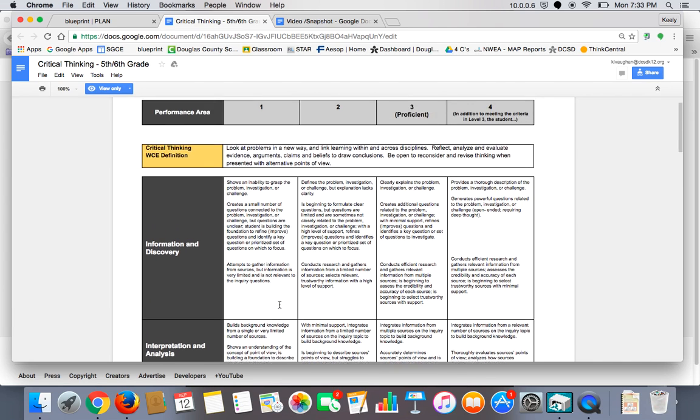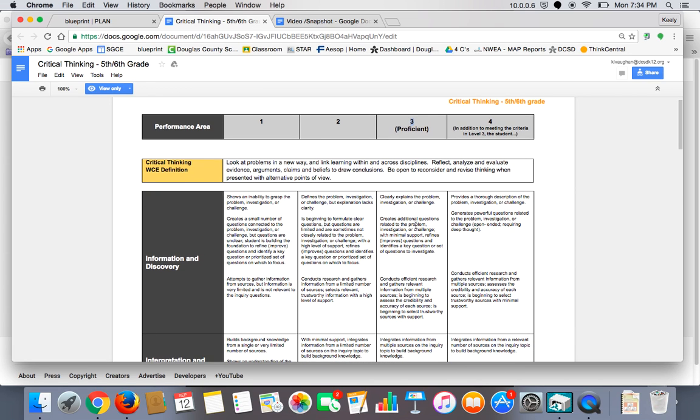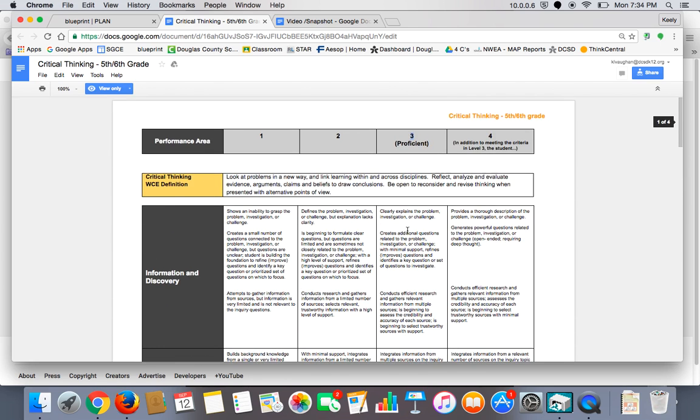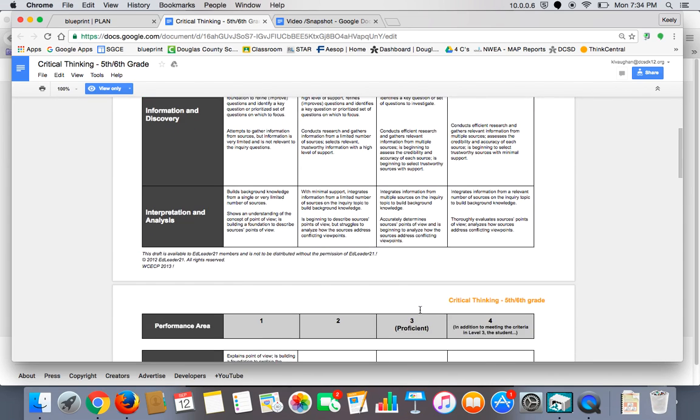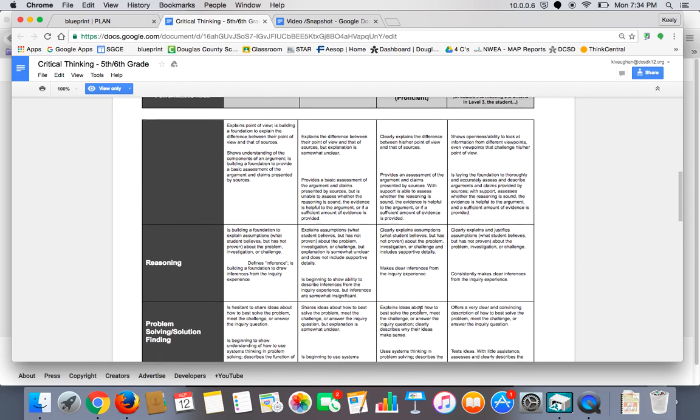Now, this is a rubric, so it's going to tell you kind of a score. I'm assuming that none of us really want to aim for a 1 or a 2. So a really good place to start is this 3 column, to pay attention to what is proficient. This means as a 5th and 6th grader, if I'm really good at critical thinking and information and discovery, I can do all of these things. So let's focus on this 3 column first, because that gives me a good place to start.